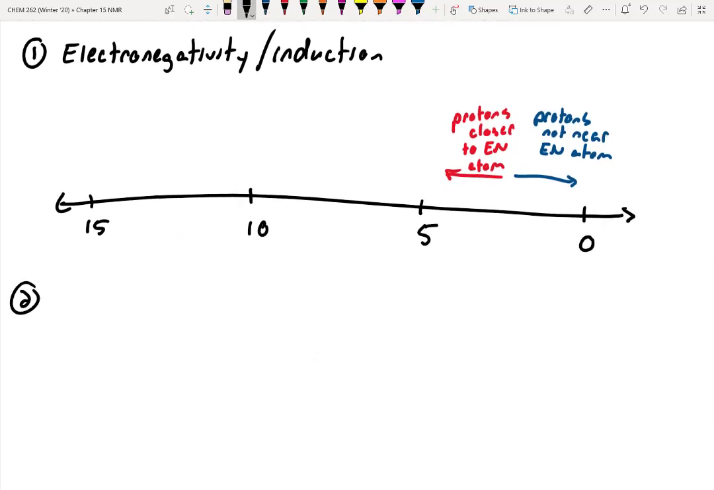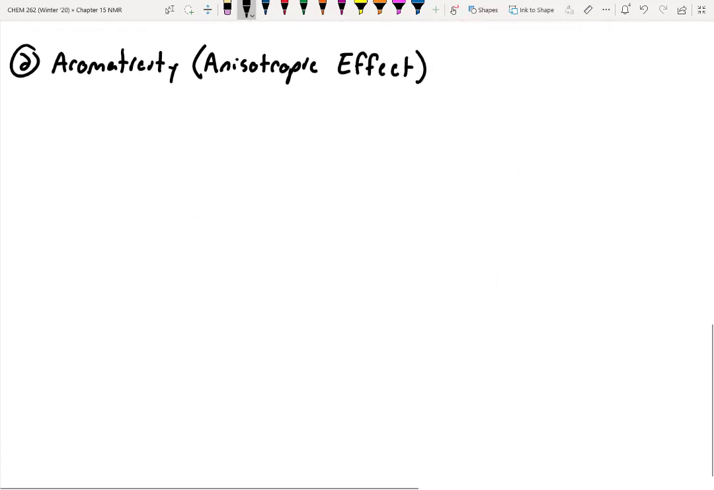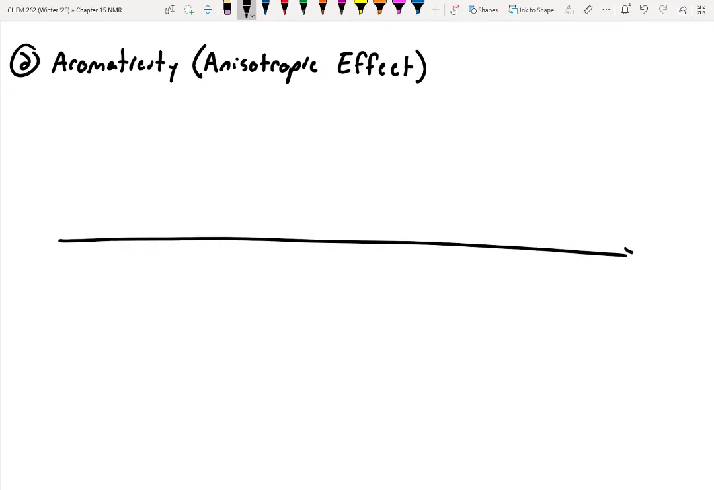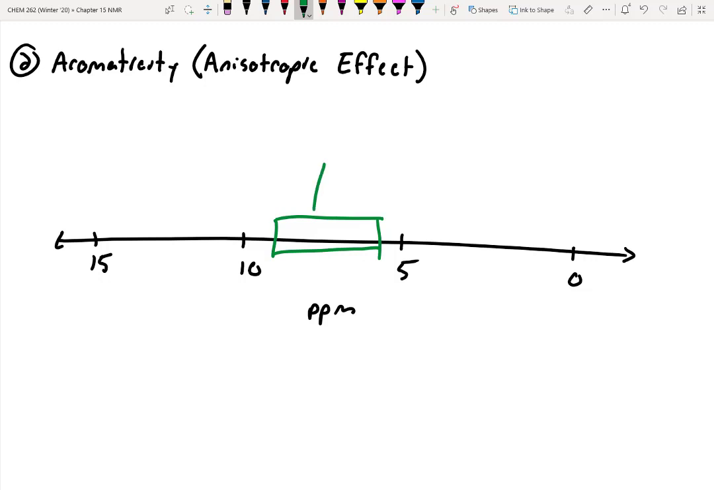All right, so that's one general trend that we see. The second general trend we see is aromaticity. And this has a fancy name. It's the anisotropic effect. And I'll kind of show you what's going on here. We're not going to get too far into the physics behind it. But again, I'm going to redraw the scale. I'm going to say, all right, we've got 15, got 10, got 5, got 0. This is in the ppm unit. Typically, what we're looking at is aromatic protons show up in the 6 to 9 ppm region.